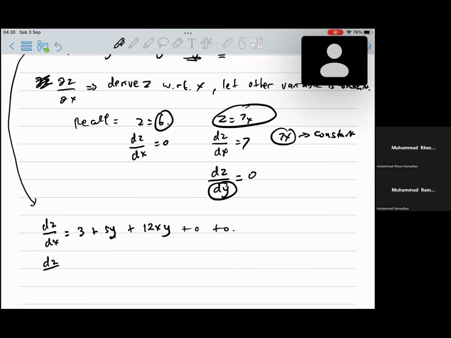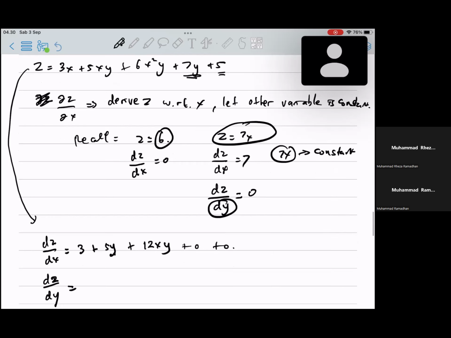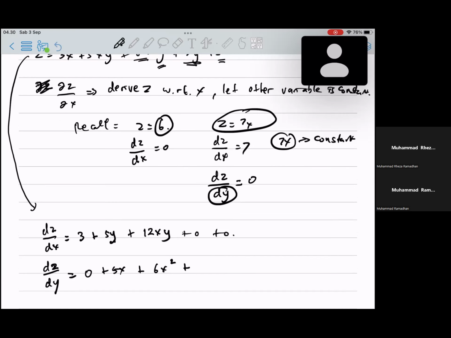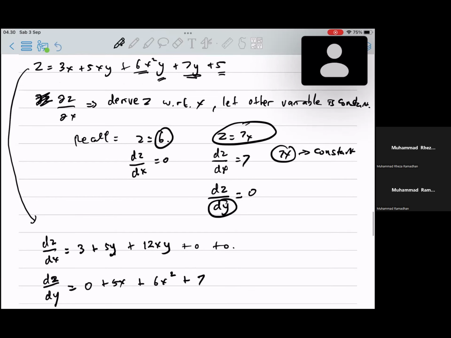But if you want to derive z with respect to y, you get something like this: 3x is constant, plus 5x, plus 6x squared, because this is constant, plus 7 plus 0. This is the result. So it's easy. It is the partial derivative.